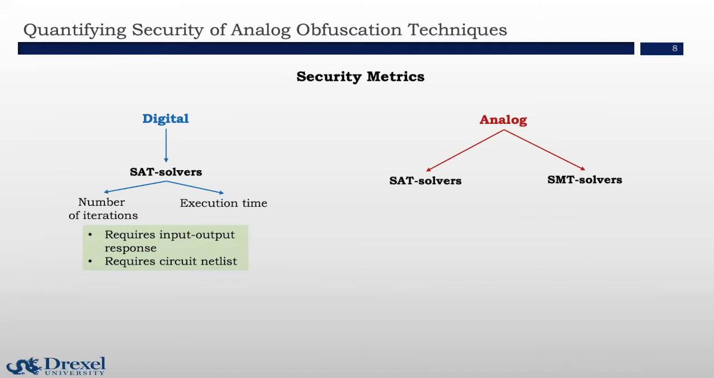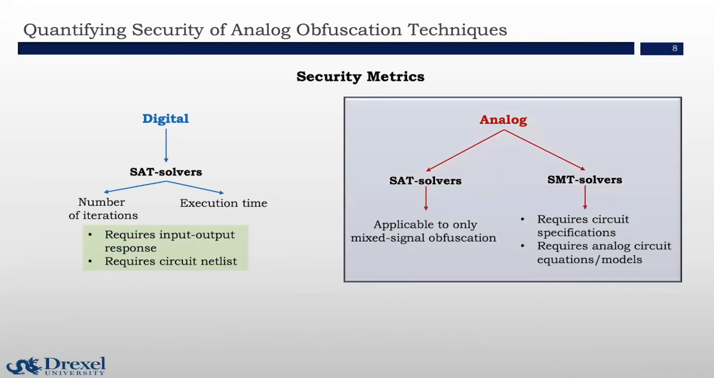Coming to analog ICs, there are two types of solvers that are used to evaluate the security of analog circuits: the SAT solvers and the SMT solvers. The SAT solvers can only be applied to the mixed-signal circuitry where digital obfuscation techniques are used to obfuscate the mixed signals. But for the SMT solvers, the designer requires in-depth knowledge of circuit specification as well as detailed analog circuit equations and models.